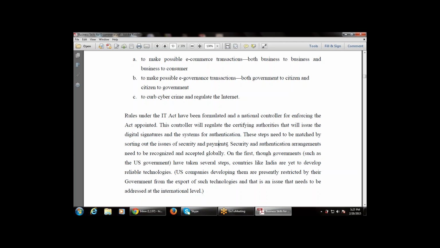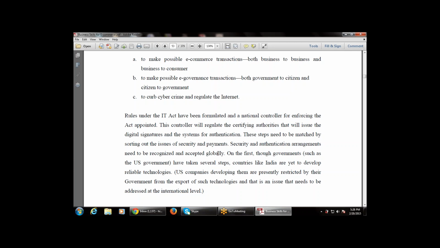These steps need to be matched by sorting out the issues of security and payments, that is, secure payment and security being given. Security and authentication arrangements need to be recognized, and accepted globally, with the security measures and arrangements.